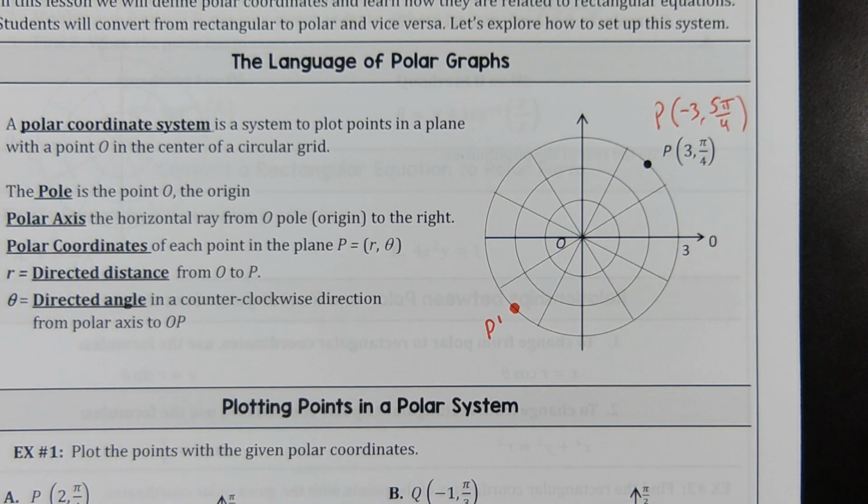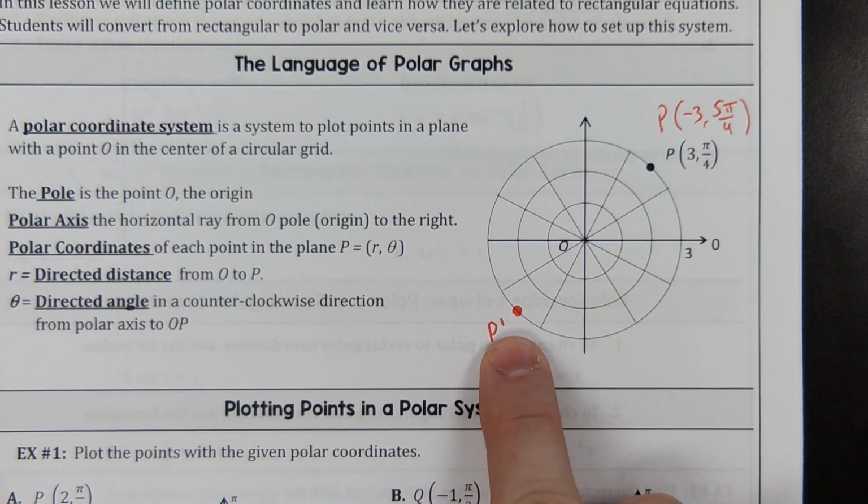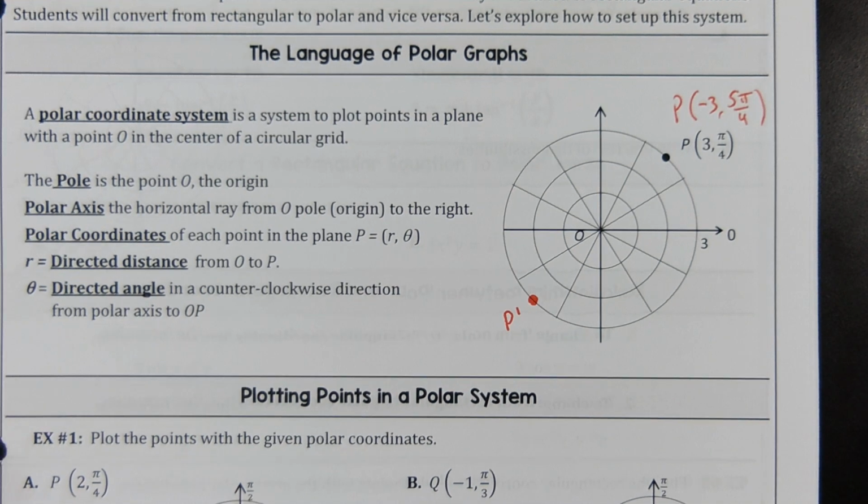Cool? So again, I find it very useful to plot a point and its reflection. That way I can write out several different ways of the exact same coordinate. And there's like 4 basic ways. There's positive radius, positive theta, positive radius, negative theta, negative radius, positive theta, negative radius, negative theta. So all the combinations of positive and negative. Make sense? Don't worry, we'll practice.